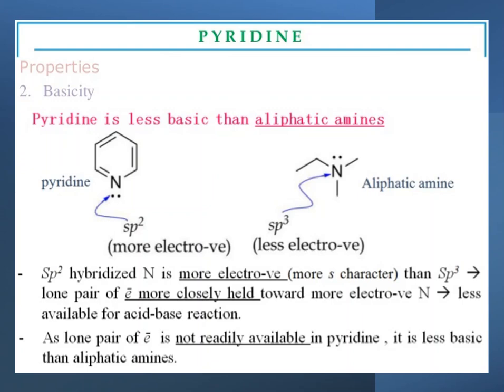So in the case of sp2, the S character is more. That's why the lone pair is more tightly bound and less available for acid-base reaction. The lone pair of electrons is not readily available in pyridine, so it is less basic than an aliphatic amine. So the S character plays an important role in basicity. The more electronegative, the more tightly bound, so it is less available.